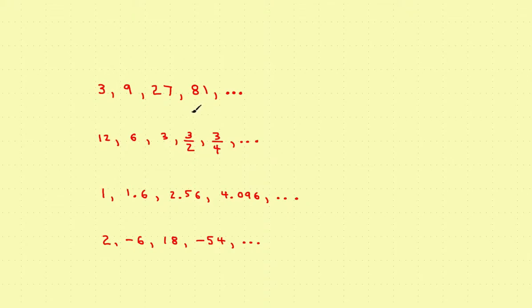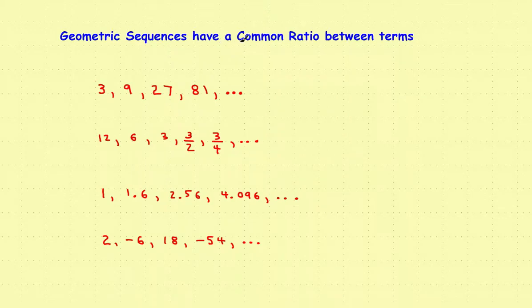Okay, now in the last video we did a review of arithmetic sequences. In this video we'll do a review of geometric sequences. Now, what's the difference between arithmetic and geometric? Remember, if you have an arithmetic sequence, then there's a common difference between the terms. If you have a geometric sequence, then they have a common ratio between the terms.